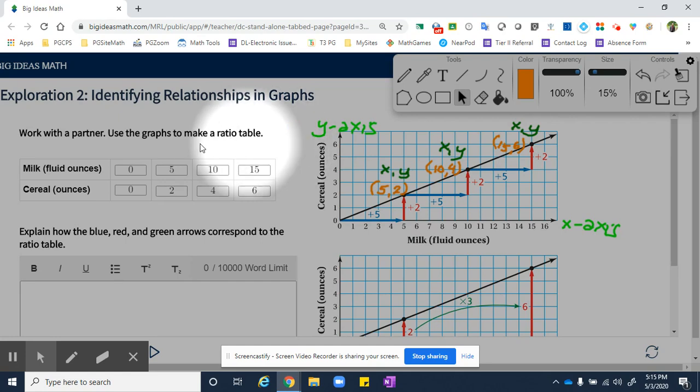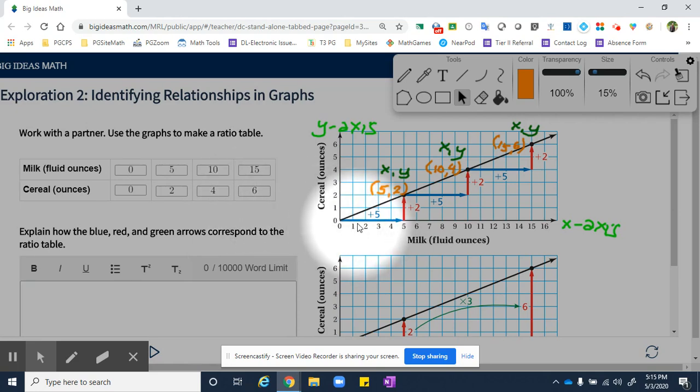Now, do you notice it says 5, 10, 15, yet 2, 4, 6? We're adding the same amount. If you add 5 more fluid ounces, it becomes 10. That means you need to add 2 ounces of cereal. Now, if you want to multiply, yes, you can, but you need to multiply by the same factor. So 5 times 2 is 10, so 2 times 2 is 4. Now 5 times 3 is 15. That means 2 times 3 is 6.